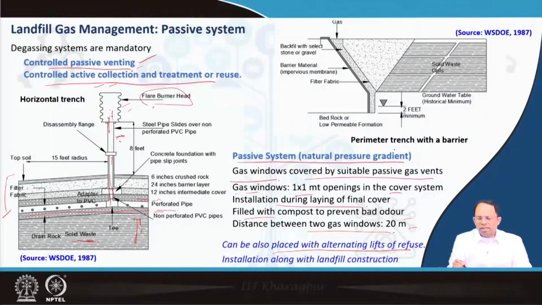In addition to this, there could be a perimeter trench with a barrier. Over here you can see the barrier, to prevent gases from moving through the side walls, and we have a gas collection layer over here as well, which will allow the gas to be collected from the top, right? So this kind of system also exists.